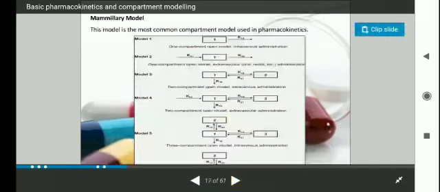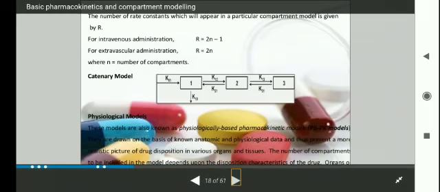And next is the mammillary model, and next, I told you, in the compartment modeling itself we have catenary models. So this is the catenary model. One is in series and one is in parallel. That is parallel connections, and this is series connections.